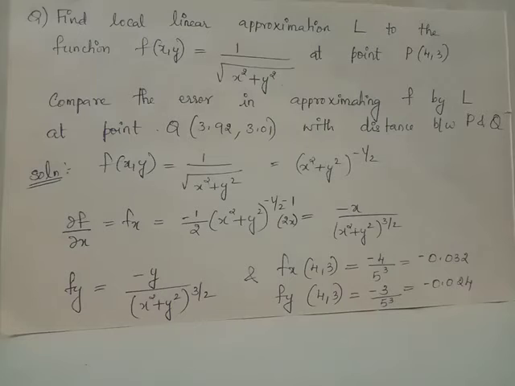Let's solve a problem on local linear approximation. Find local linear approximation capital L for the function f of x, y equals 1 by root of x square plus y square at the point P whose coordinates are 4, 3.